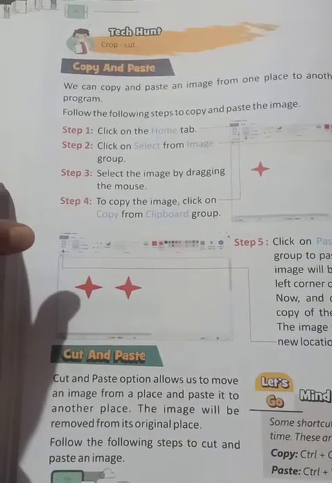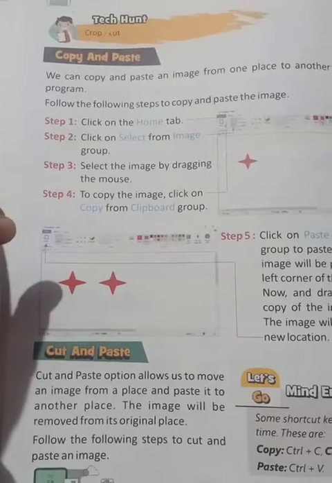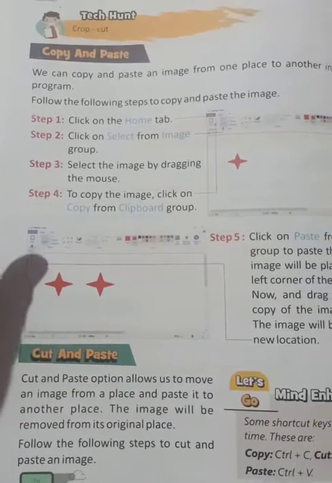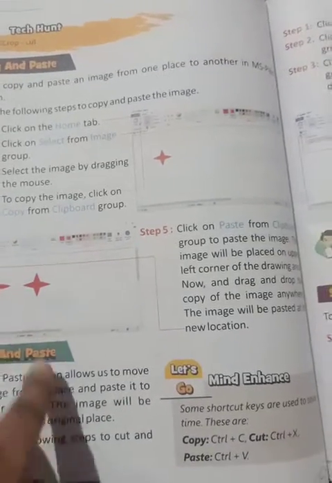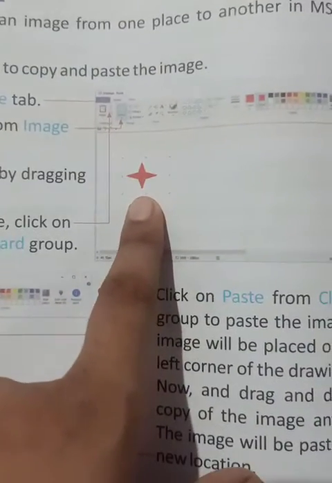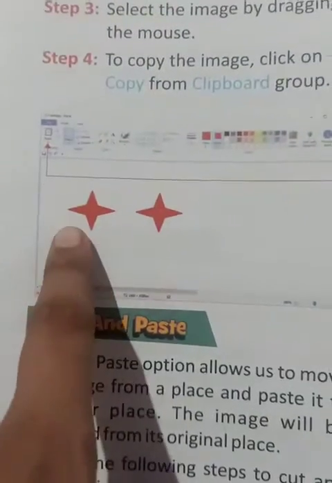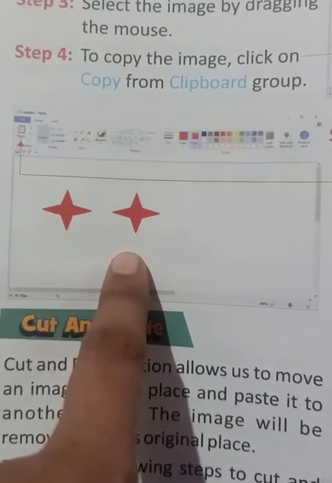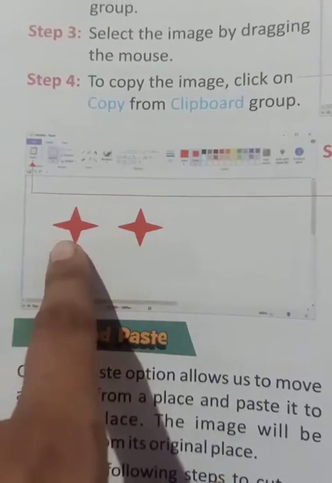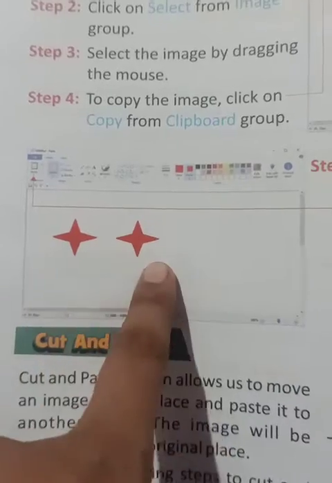Then from the clipboard, where we want to copy, we can paste. And there is also a shortcut key for copy. You know, Ctrl+C is the shortcut key for copy. And where we want to paste, we will paste. Here we have copied the image and then pasted it beside the original image, so it looks like two images. This one is the original and this one is the copy.